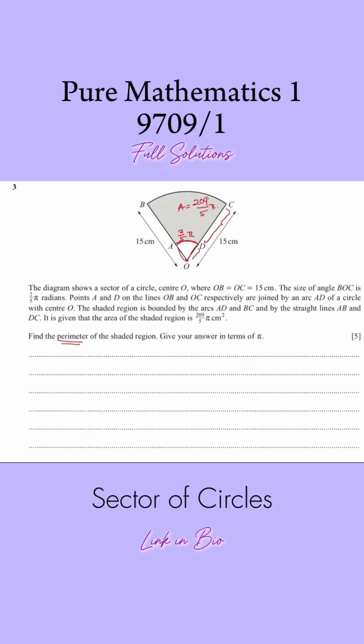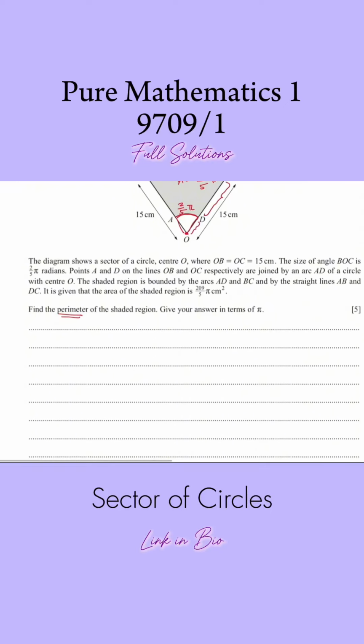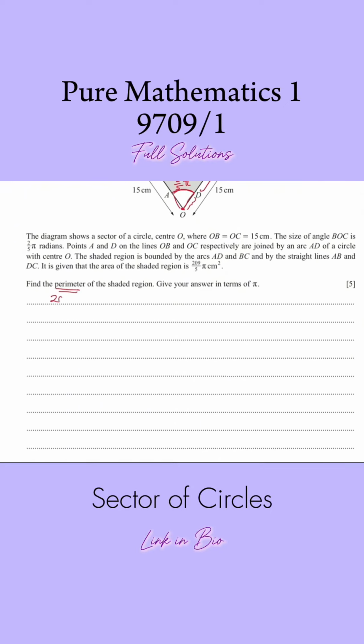Now, we don't have that length because we don't have the radius of the smaller sector. Think about how we can find the radius of the smaller sector. You can work it out using the area given to you, which is 209/5 pi. This should be the area of the bigger sector subtracted by the area of the smaller sector. How do we figure out the area of the bigger sector? Remember that area is just half r squared theta, with theta in radians.